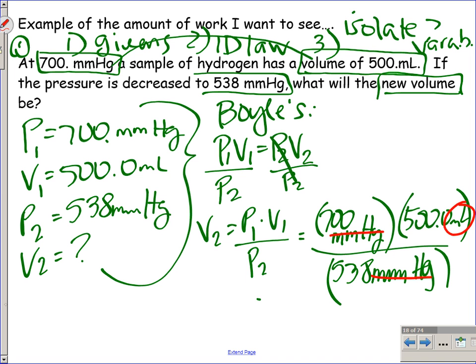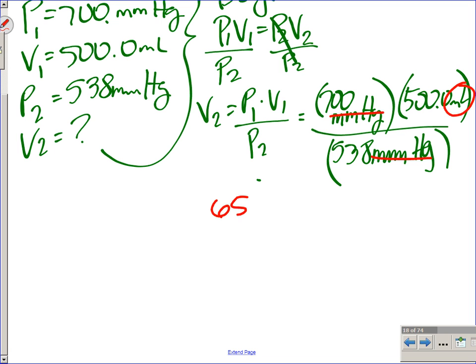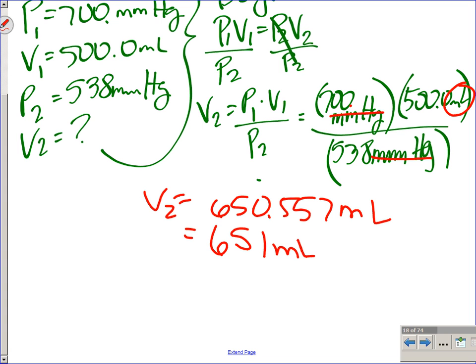600 what? 650.55, and that's milliliters, right? Okay, so then I go back and I say, how many sig figs should I have here? 3, so 700 is 3, 500 is actually 3, 538 is 3, so round this to 651 milliliters. That is how you solve a gas law problem.